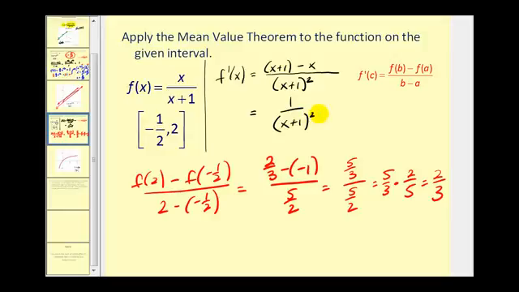We want to know when this is going to equal 2/3. This is a proportion, so now we can perform cross products. 2 times the quantity x plus 1 squared must equal 3. Let's go ahead and take that onto the next screen.